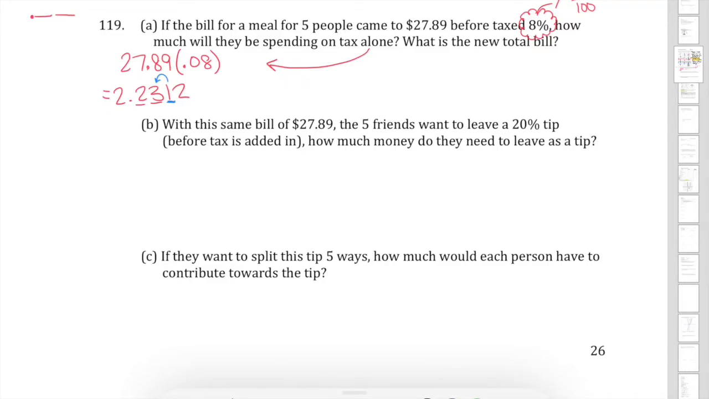Okay, so 2.23, and then that 1 does not have enough power to bump that 3 up, so it's going to stay $2.23 for the tax alone. So that answers the first question.